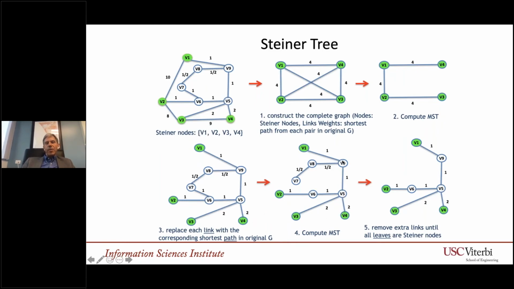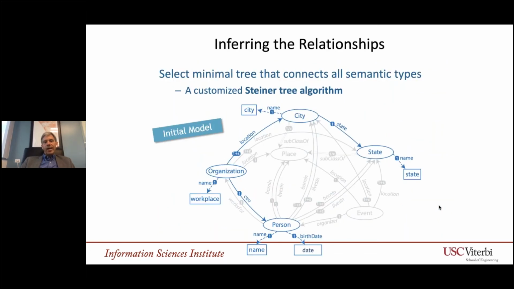Then I again compute the minimum spanning tree, which is a very efficient algorithm, and that drops some extra links that I don't need. Finally, I remove all of the extra links until all the leaves are Steiner nodes. I don't need to keep these because there's no Steiner node here. And then I have this tree. From this graph, I can now extract the relationships between the sources, and that's going to be my proposed model. So that would produce something like this. I've inferred this relationship. I've constructed this minimum tree that connects all the semantic types. And so I have this initial model.